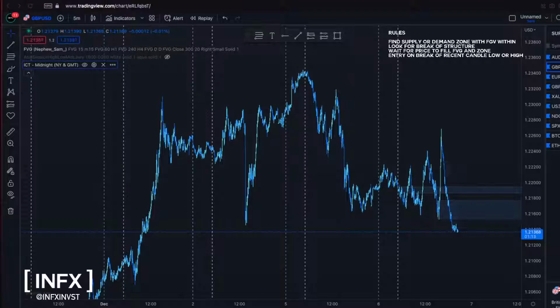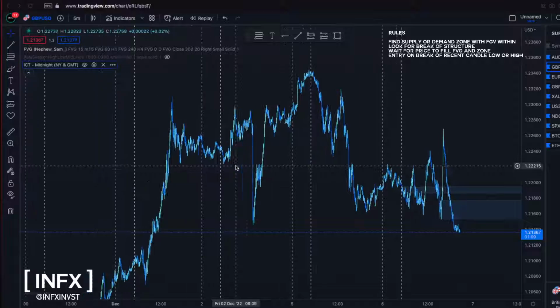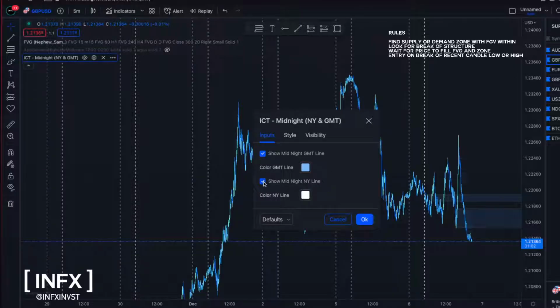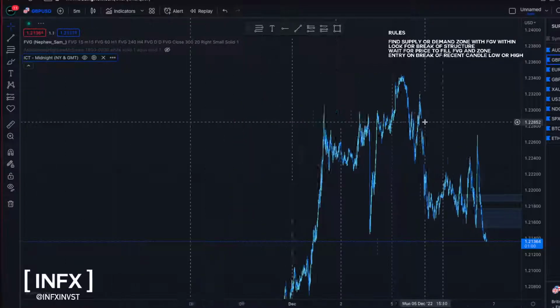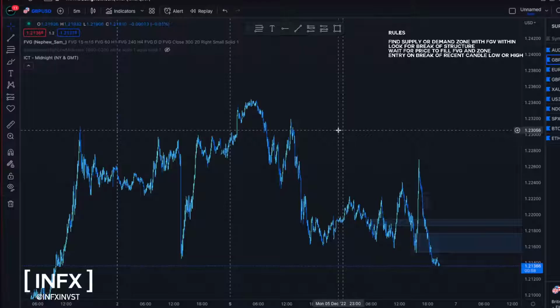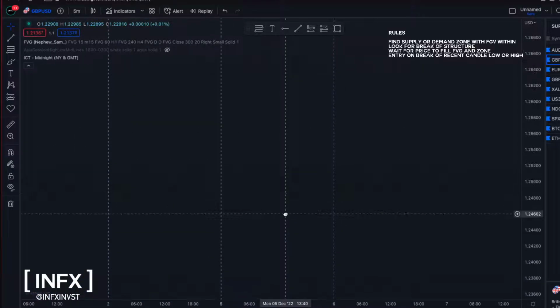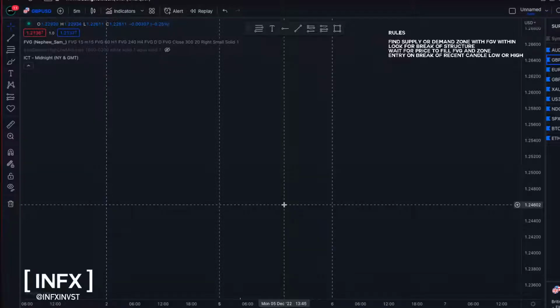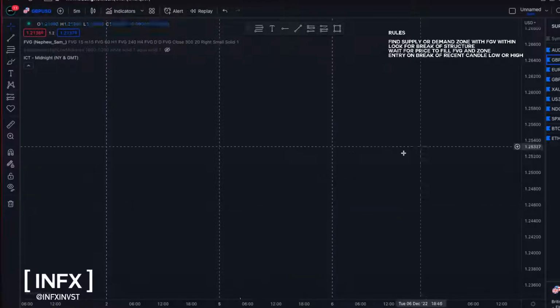So let me just get everything sorted, and then we're off. I'm going to turn this one off. I don't need to know the New York open for this one. This is my favorite strategy, and it's one that I stopped trading for a little bit to work on other stuff, but to be honest, this is the one that works for me, and it's the one I need to focus on the most.